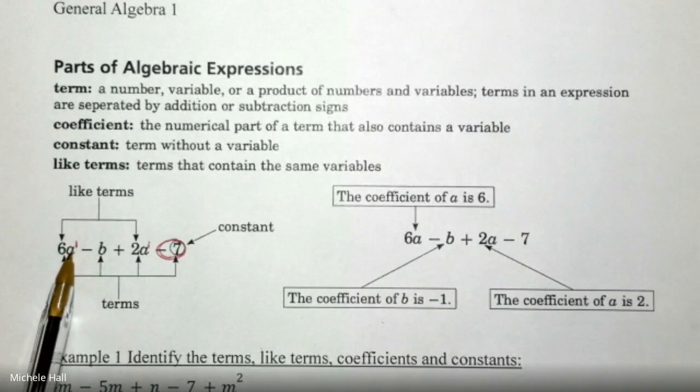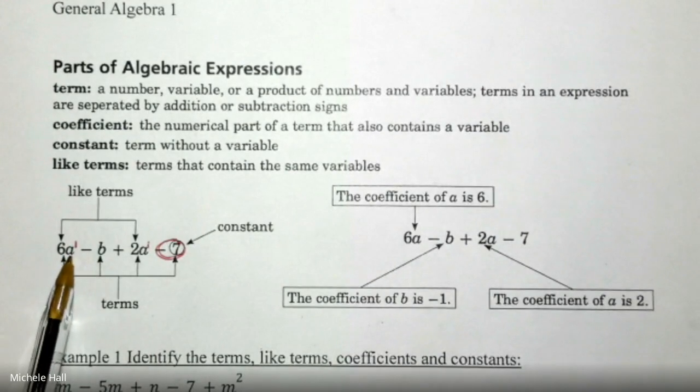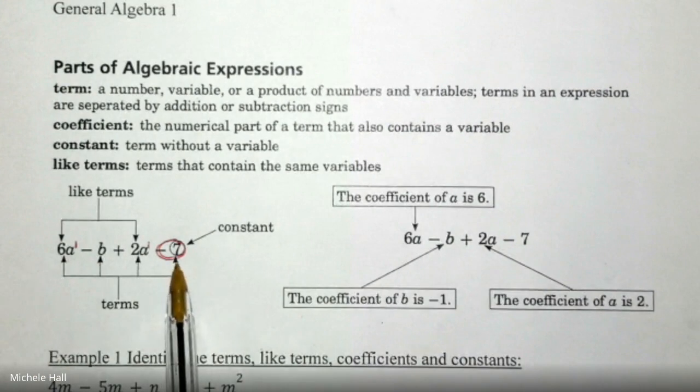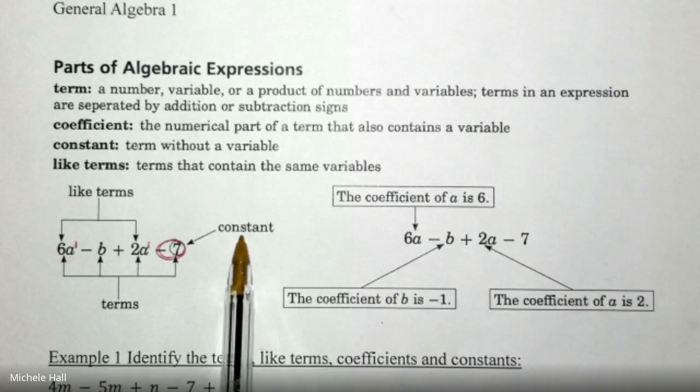If a was 2, this would be 6 times 2 is 12. If a was 3, it would be 6 times 3 is 18. So variables will vary depending on what they are. Constants never change. It's the same. This is going to be -7. It'll never change. It's a constant.